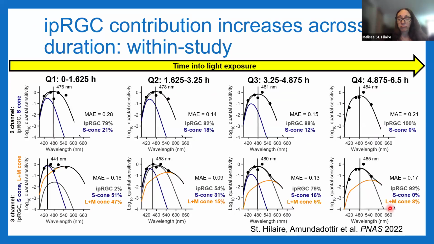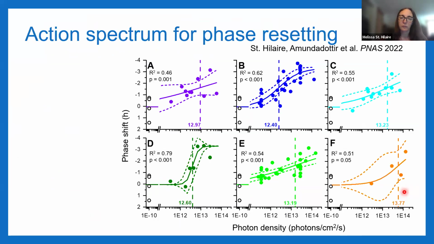Okay, so that's the message for melatonin suppression: basically, in the early part of the light exposure, which is consistent with what was found from the 30-minute exposure action spectra and the 90-minute action spectra, there's some sort of cone-driven response. The difference between our work and the work of Brainard and colleagues is that we do think that there's some L plus M cone contribution in addition to S cone. And then later in the exposure, it really is completely melanopsin, or almost completely melanopsin driven.